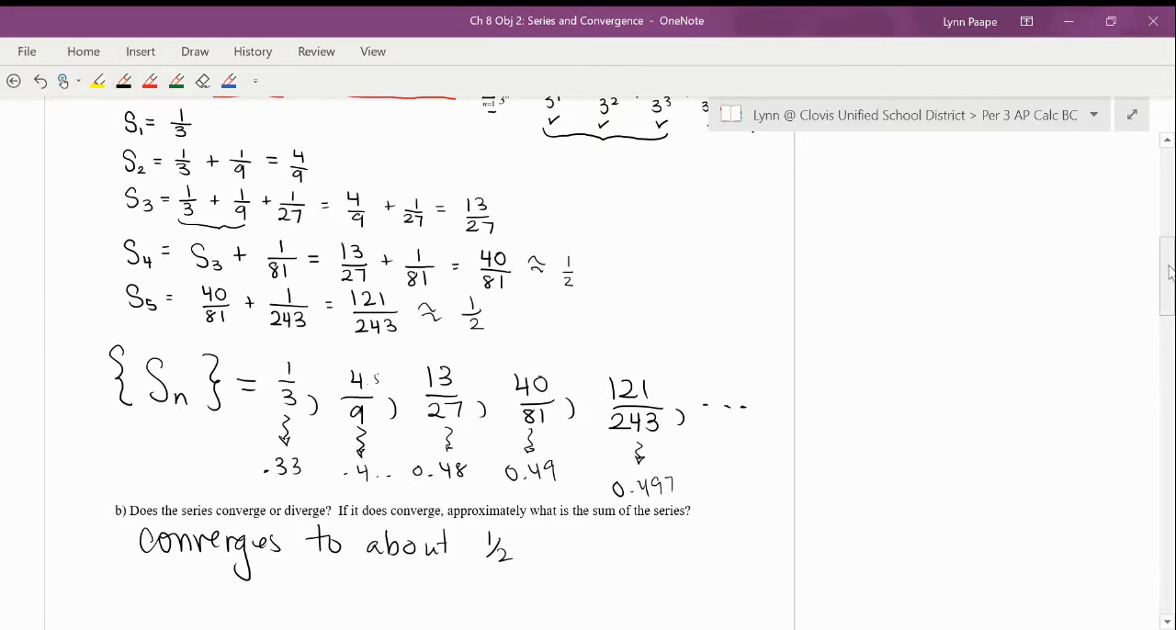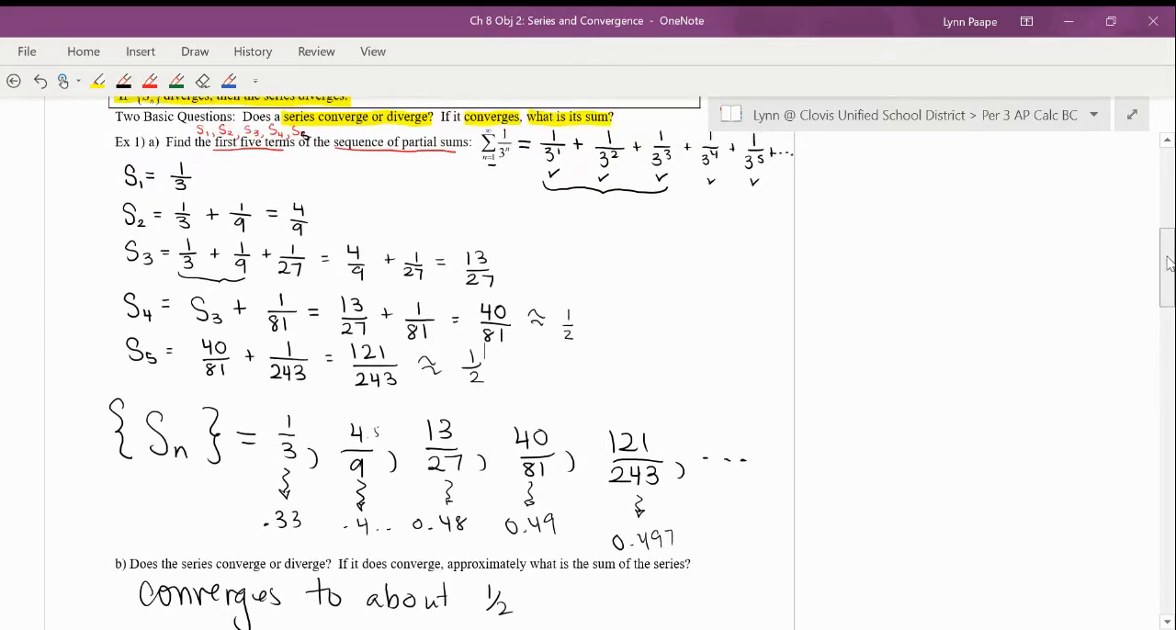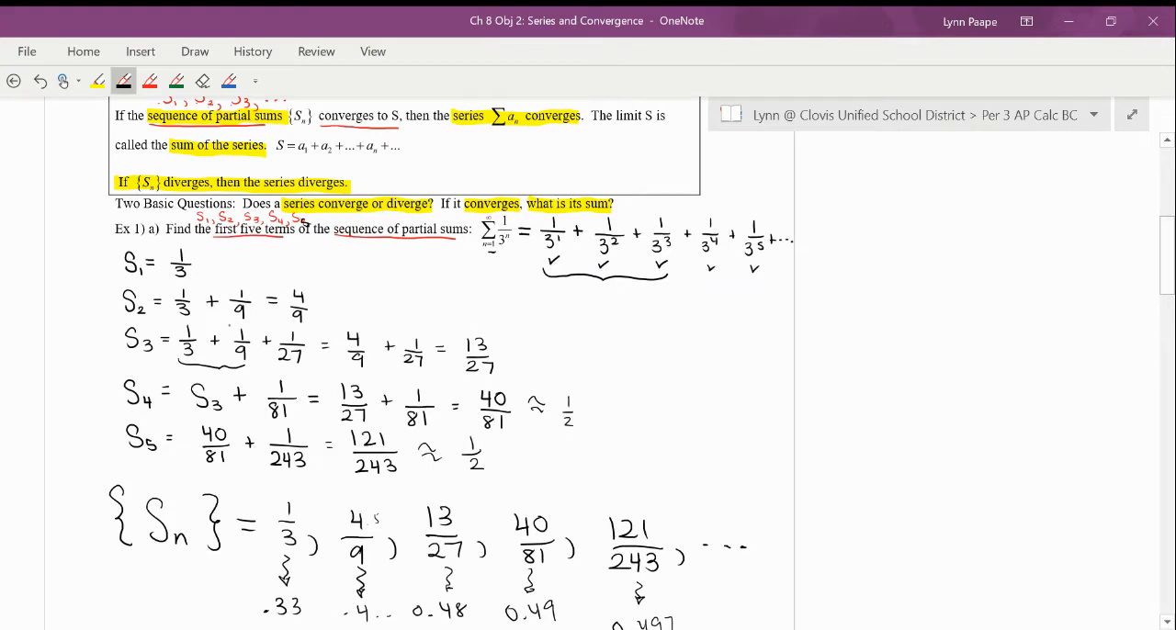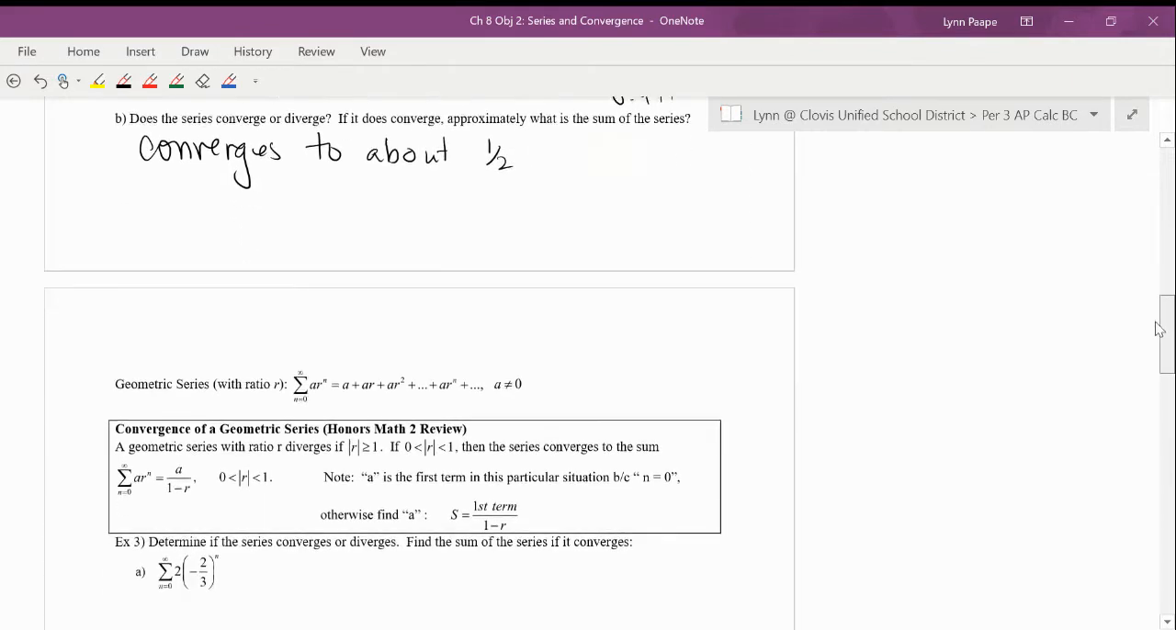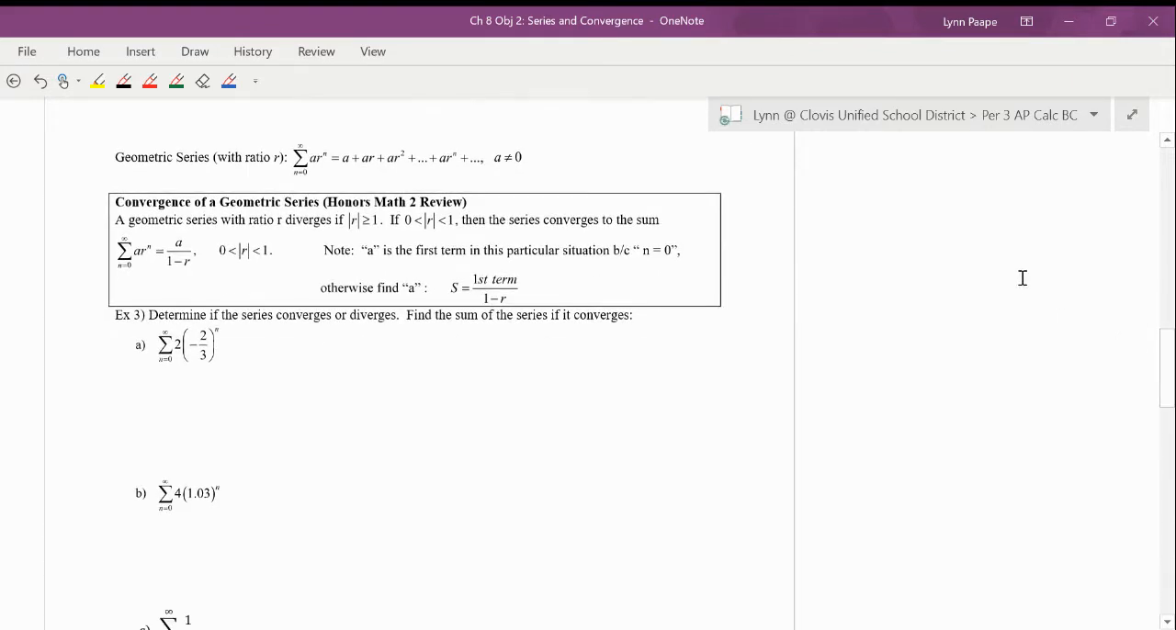If I look at this, I know that the sequence itself is not converging to 1/2. The sequence is converging to something else. It's the series, the sum of those numbers, that is converging, and that's converging to about 1/2. Okay? All right, so moving on. Let's take a look at these here.